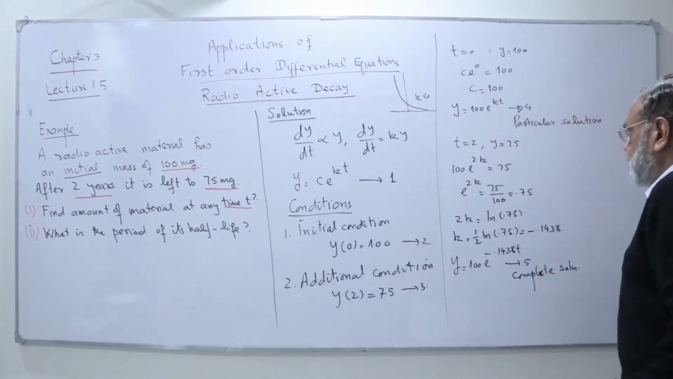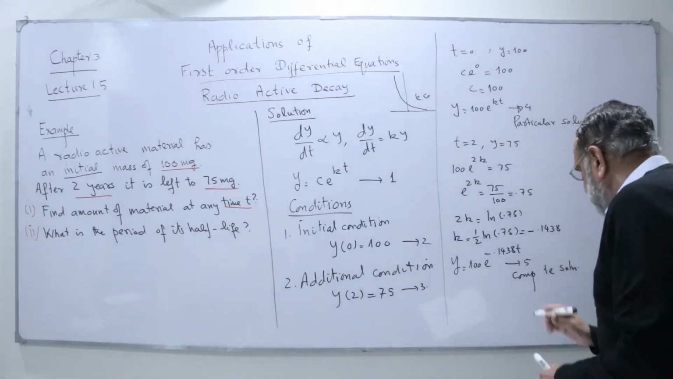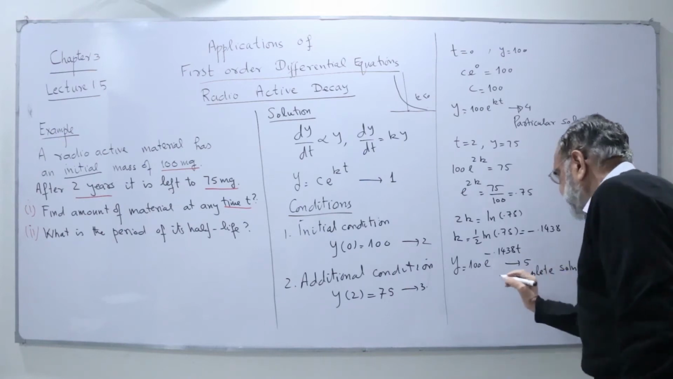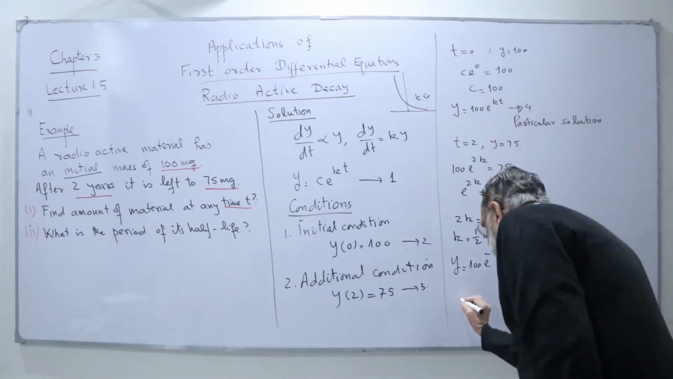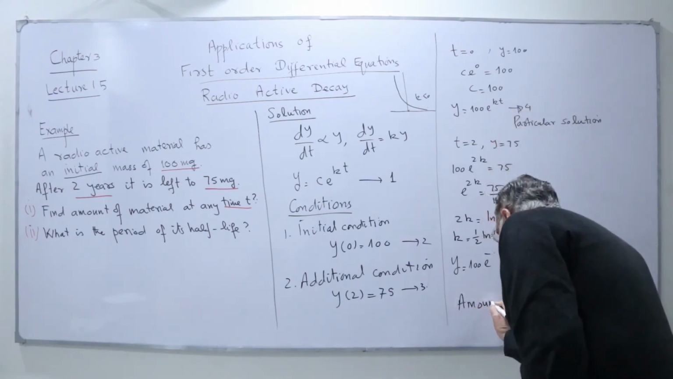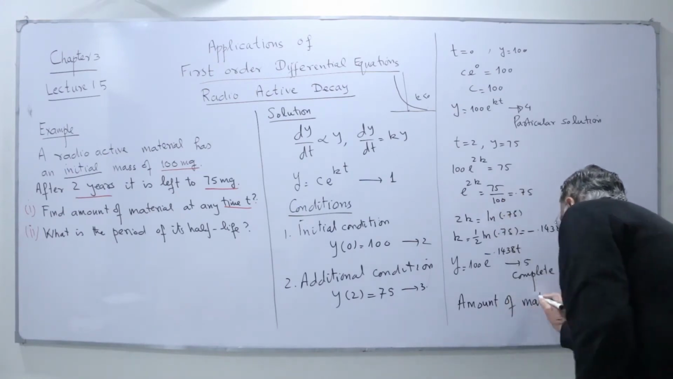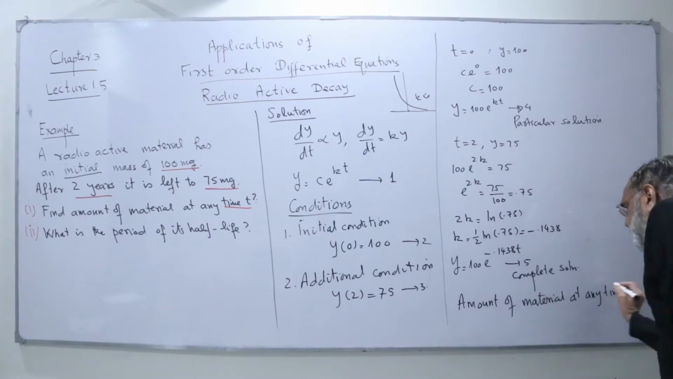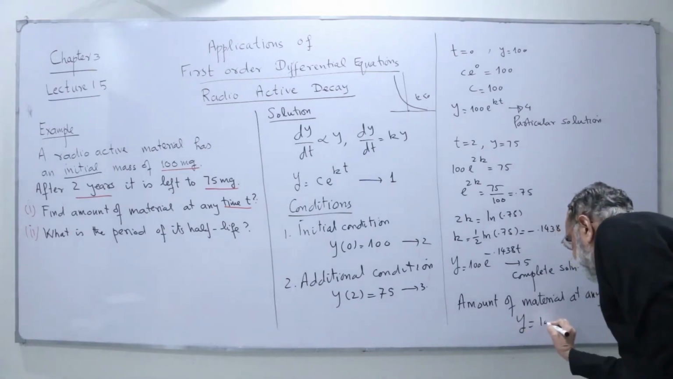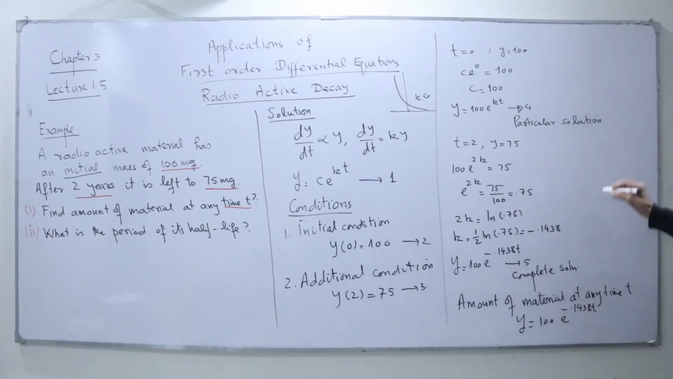Equation 5 is my complete solution. Number 5 is the amount of material at any time t. The amount of material at any time t is given by y = 100 e^(-0.1438t). So this is part 1 of my solution.